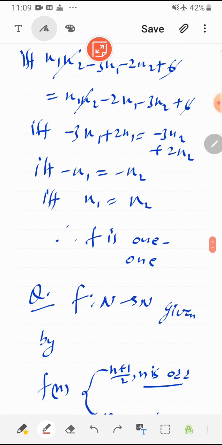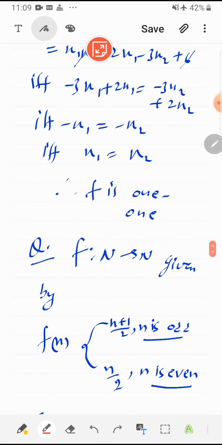Now f from N to N given by f of n is equal to n plus 1 by 2 when n is odd, and n by 2 when n is even. We have to check whether this function is 1-1 or not.